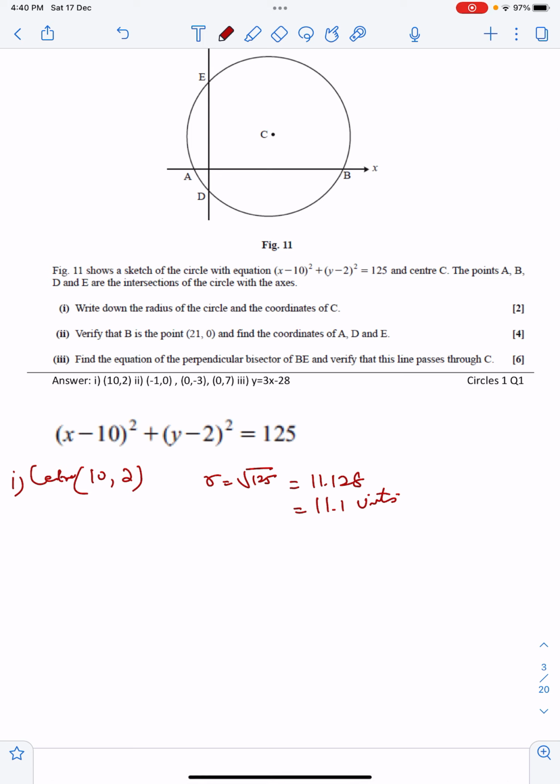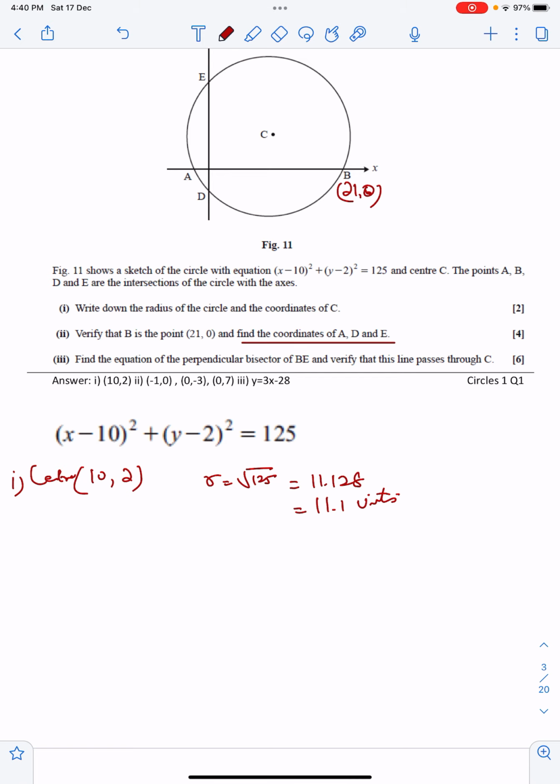The second part of the question says verify B is the point (21, 0) and find the coordinates of A, D and E. Okay, this is the point (21, 0). You have to find out the coordinates of A, D and E.